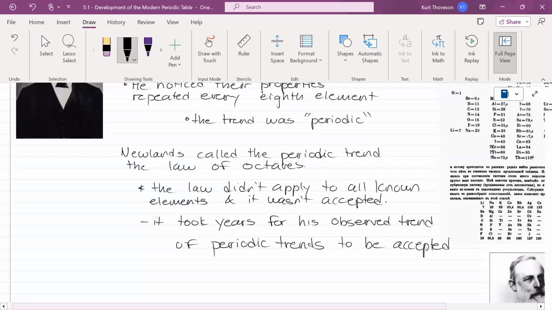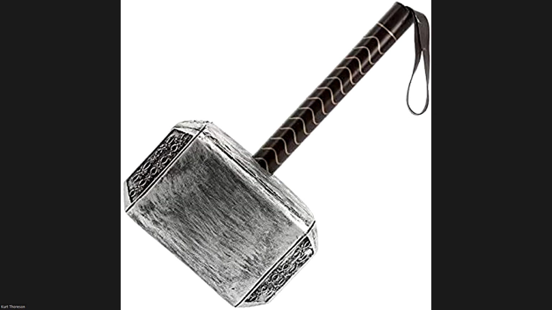It took years for his observed trend of periodic trends to be accepted. And eventually it did get accepted. It took a while. It's kind of like with Democritus and Aristotle. It took a while for it to be accepted, but it was. We will stop there. We will have to continue that on Tuesday.